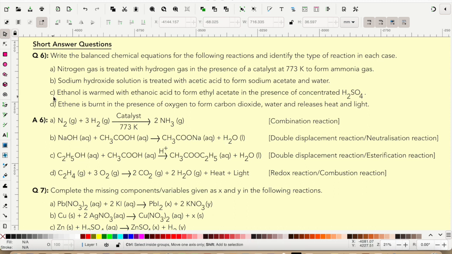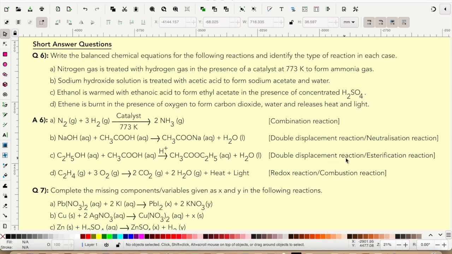Third reaction, ethanol is reacted with ethanoic acid to form ethyl acetate in the presence of concentrated H2SO4. Balanced chemical equation is given as ethanol, that is ethyl alcohol C2H5OH aqueous plus ethanoic acid, that is CH3COOH aqueous, in presence of concentrated H2SO4 represented as H plus, gives CH3COOC2H5 aqueous plus H2O liquid.